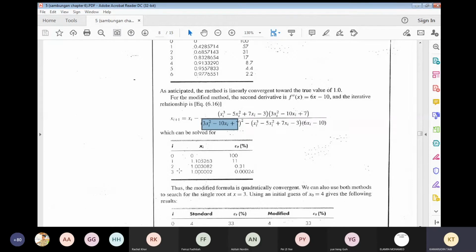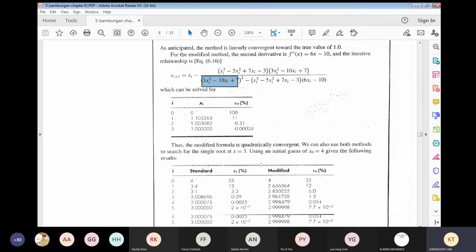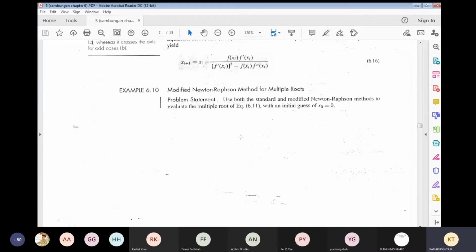The reason it converges at the third iteration is that the modified formula converges quadratically, four times as fast as the standard Newton-Raphson equation. So the modified Newton-Raphson converges four times faster than the standard Newton-Raphson method. Okay.